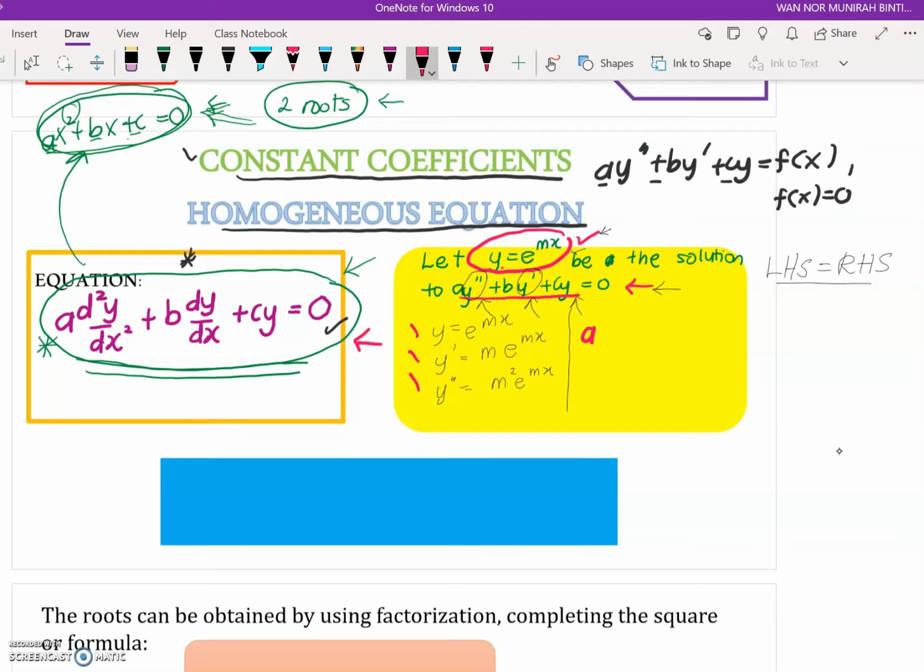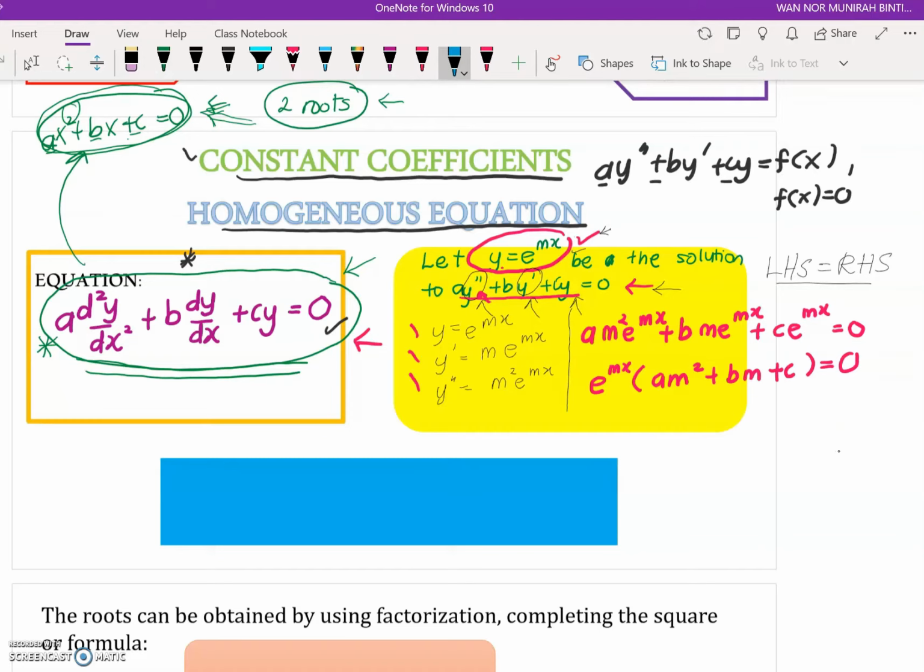So I have a times y double prime, which is m square e^mx, plus b times y prime, which is m e^mx, plus c times y, which is c e^mx, equals 0. Okay, so I try to factorize e^mx so that I have am square plus bm plus c equals 0.